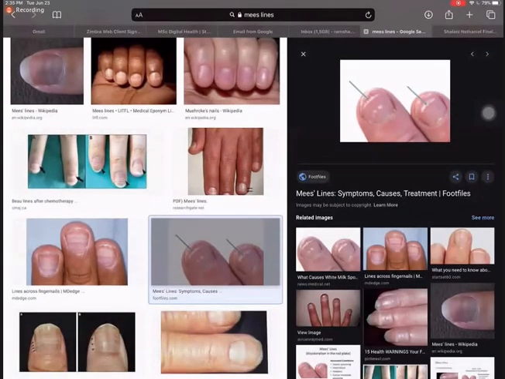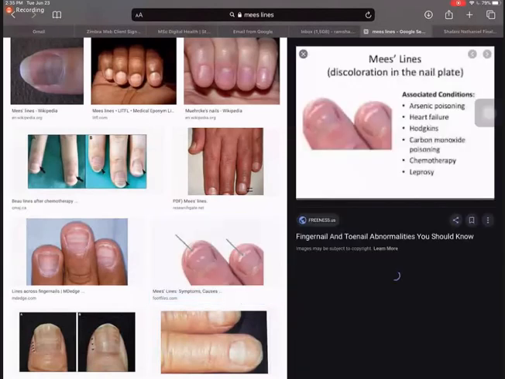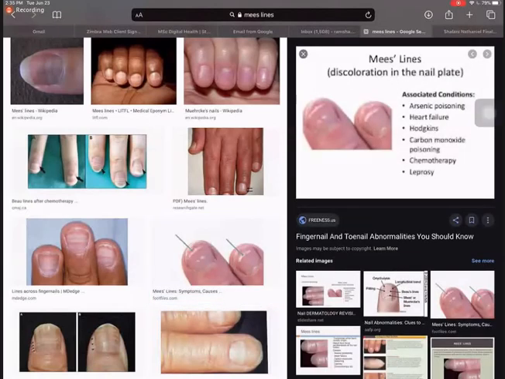This is the picture of these lines. Now, this is not classically seen in arsenic poisoning. However, it can be one of the signs or symptoms for arsenic poisoning. It can be seen with heart failure, carbon monoxide poisoning, even chemotherapy, leprosy. So it's not diagnostic, but just remember arsenic poisoning can have Mees lines, which are these white bands across the nail beds.